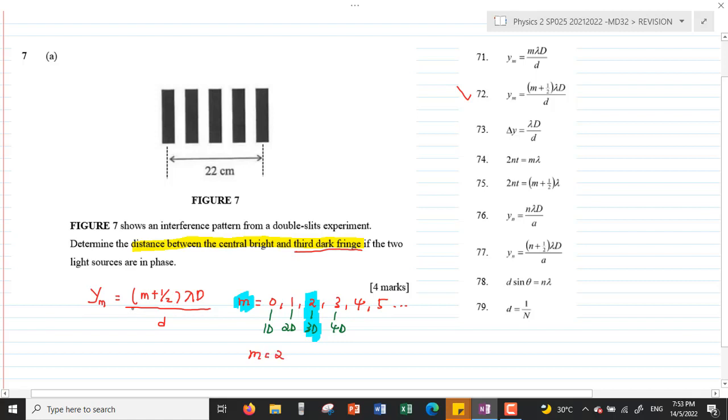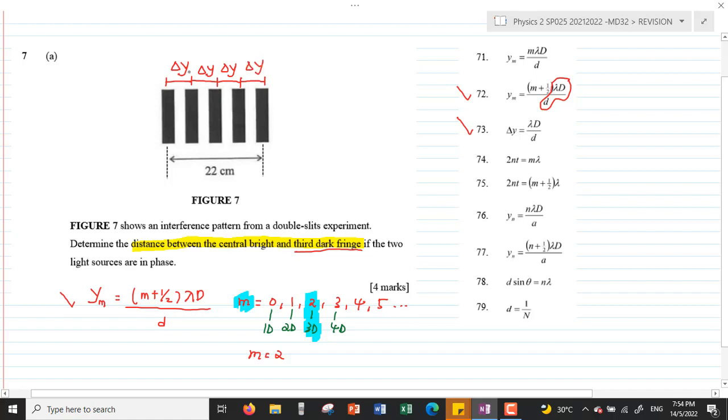In order to solve this question, we need to know the value of lambda D over d. So how are we going to get lambda D over d from the interference pattern given? We understand that the distance between two adjacent dark fringes is what we call the fringe separation, delta y, whereby delta y is lambda D over d. So this lambda D over d in the equation can be represented by delta y. From here to here is delta y, then from this dark fringe to the next adjacent dark fringe is delta y, and from this dark fringe to another adjacent dark fringe is delta y.